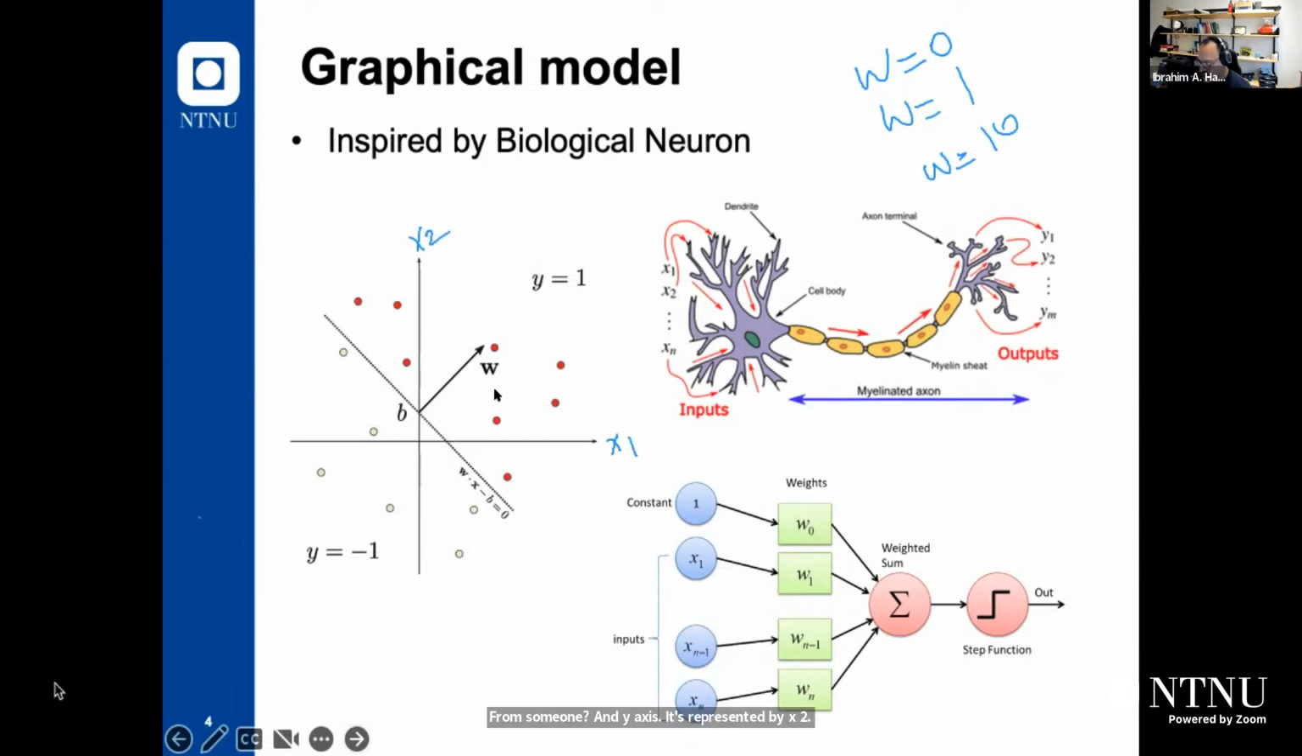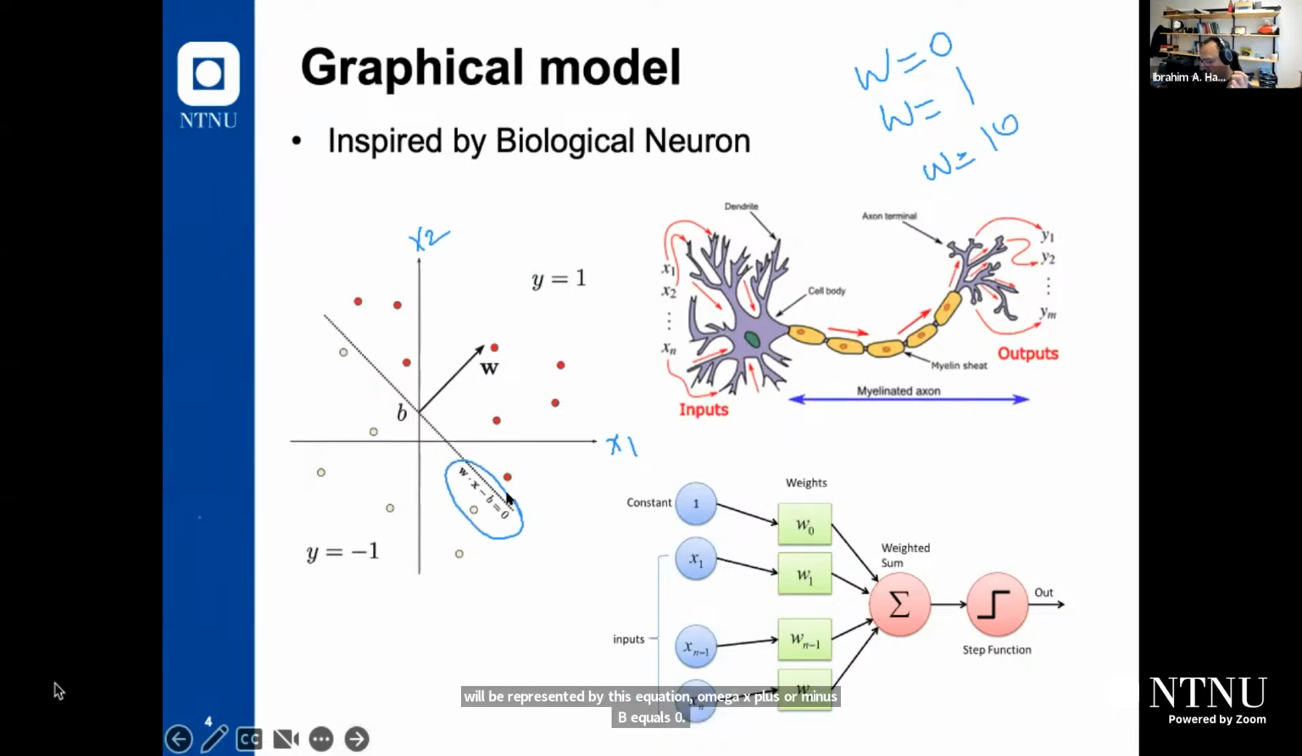We have two classes, the red circles and the yellow circles. So we need to find this decision line. How can we find this decision line? This decision line will be represented by this equation, omega x plus or minus b equals 0, for example. This is my decision line.